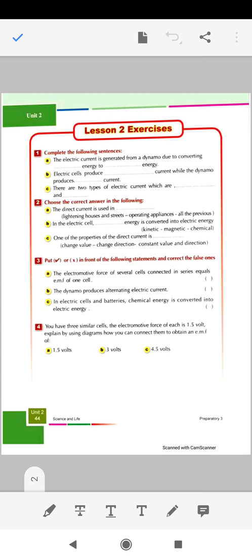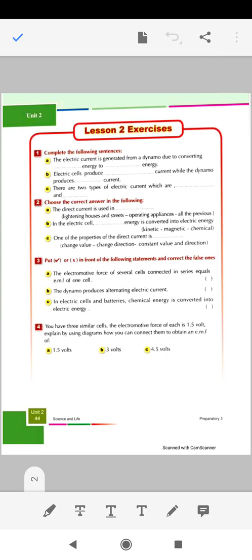Complete the following. The electric current is generated from a dynamo due to converting kinetic energy to electric energy. B: the electric cell produces direct current while the dynamo produces alternating current. There are two types of electric current, which are direct and alternating.